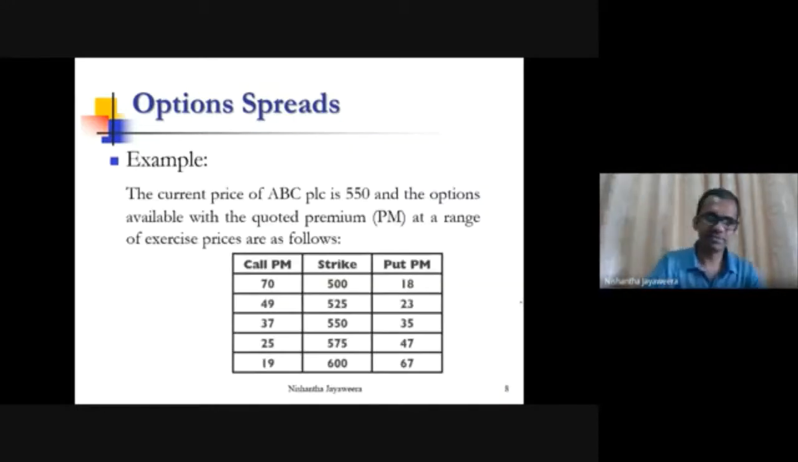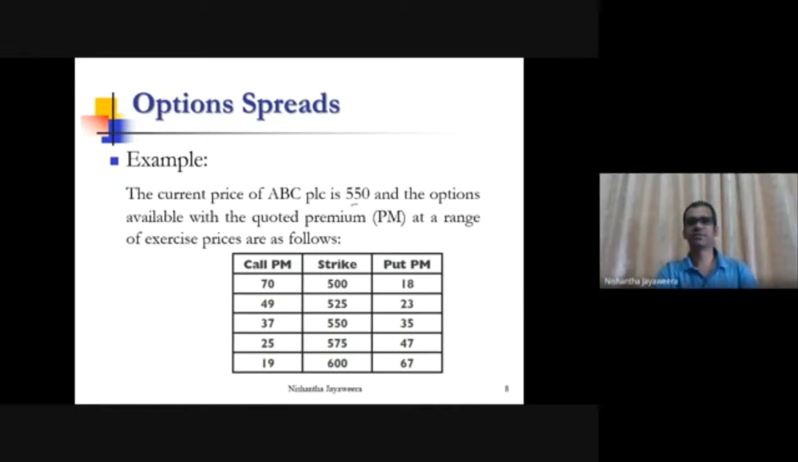For example, assume the current price of ABC PL's company is 550. So this is spot, and the options available with the quoted premium at a range of exercise prices are as follows. Call prices given, strike prices given, put prices given. So for a 500 strike, call premium is 70, put premium is 80. Likewise.